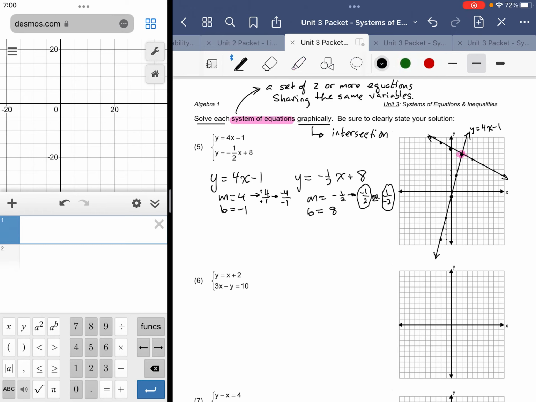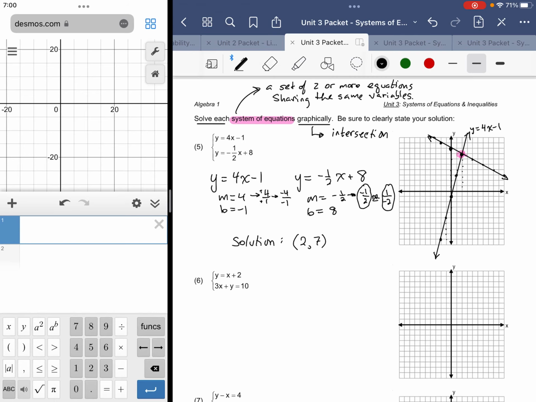All right, so the intersection is at an x value of 2 and a y value of 1, 2, 3, 4, 5, 6, 7. So the intersection or solution would be 2, 7. It's an ordered pair.